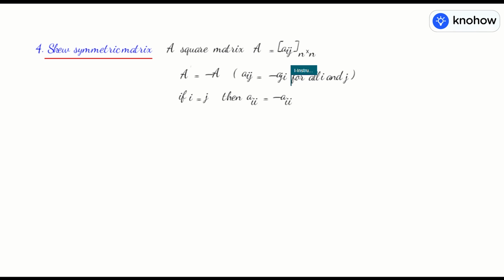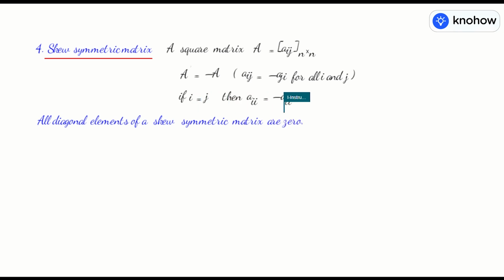So please note here, before I take an example, that all diagonal elements of a skew symmetric matrix are 0. All the diagonal elements are 0. And now let me take an example.